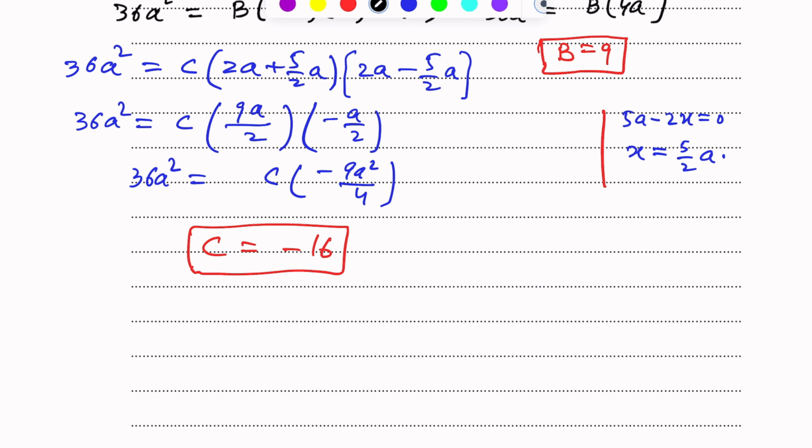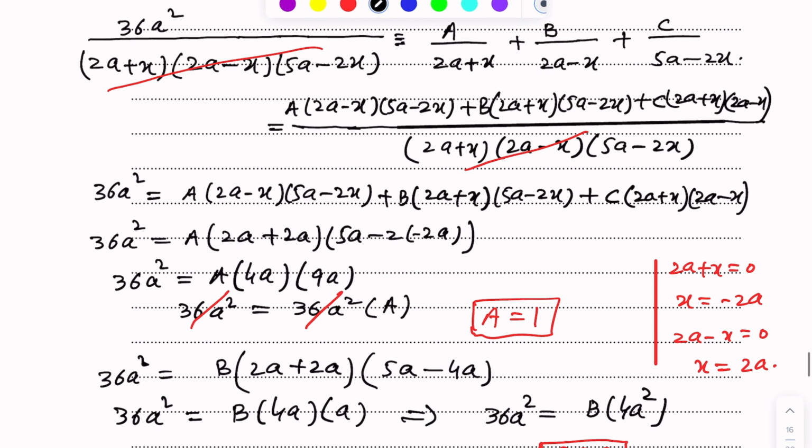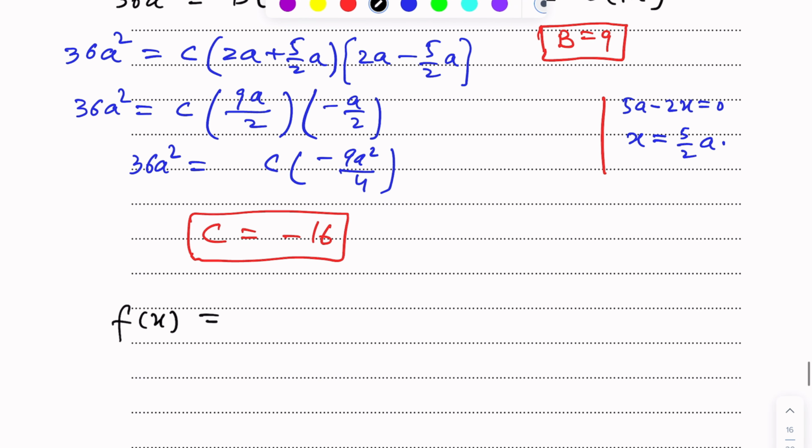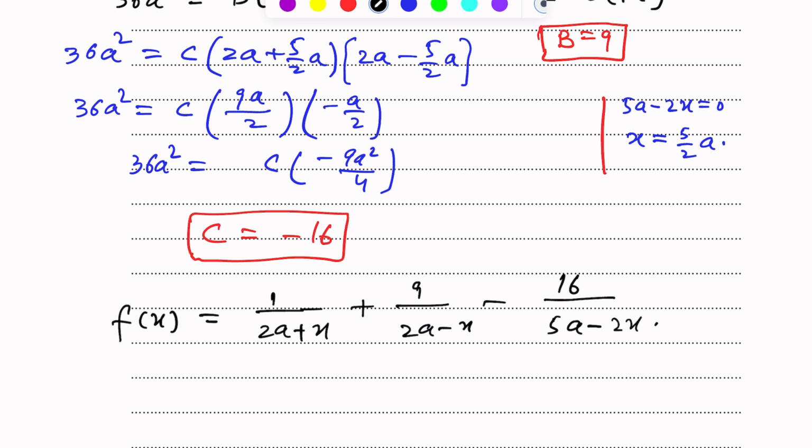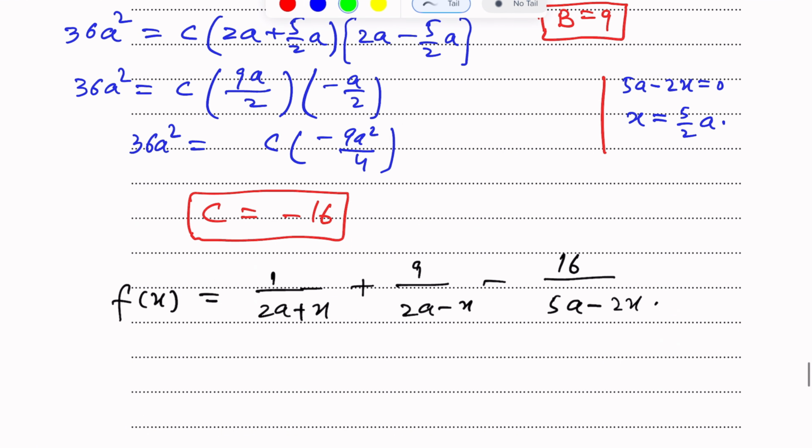We get f(x) = 1/(2a + x) + 9/(2a - x) - 16/(5a - 2x). This is the partial fraction form of the function.